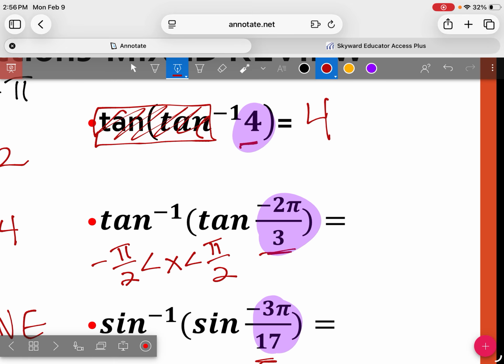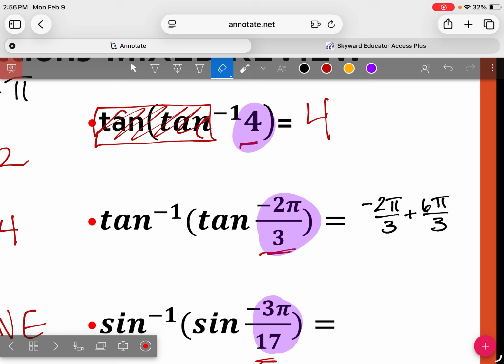What we're going to need to do before we can finish this is figure out what angle on the unit circle is equal to -2 pi over 3. So I'm going to add 2 pi to it, and I get 4 pi over 3. So this question can actually be rewritten as the inverse tangent of the tangent of 4 pi over 3. Okay, so we got that part.